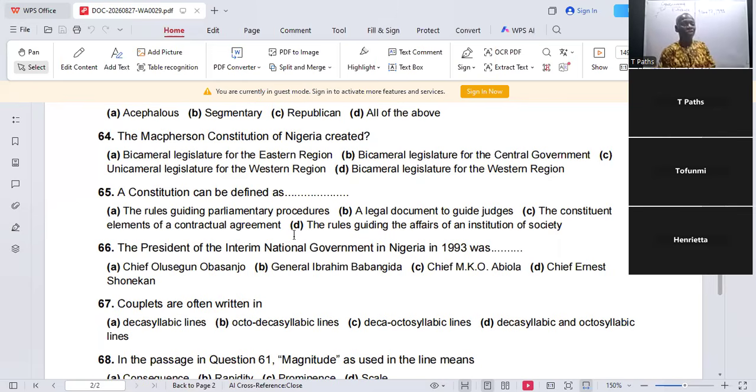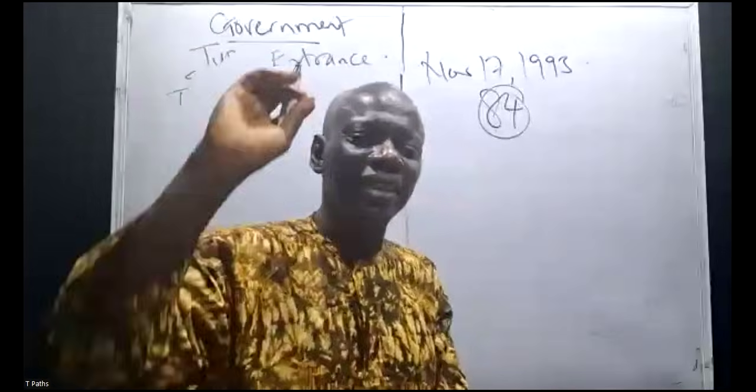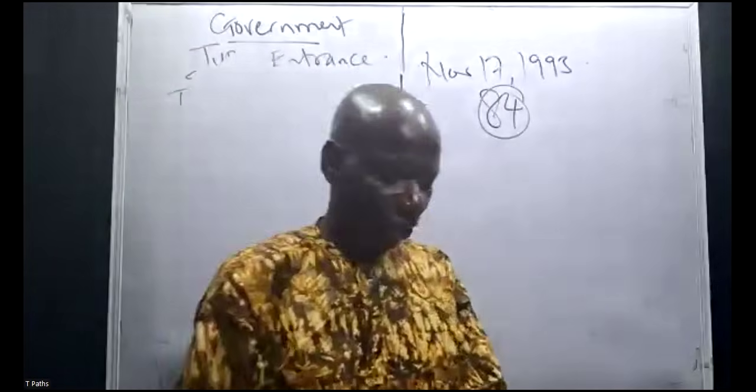The guy only spent 84 days in office. You will be asked. 84 days. He was removed November 17, 1993 by what? General Sani Abacha, the 7th military head of state of Nigeria.